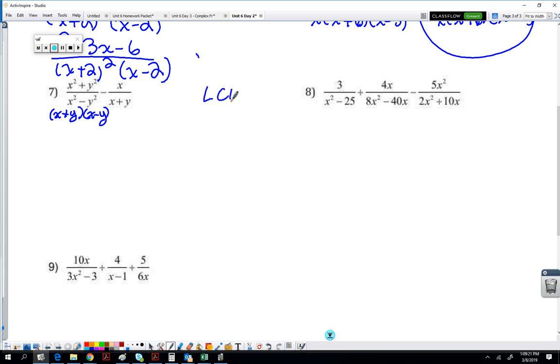So now what I'm going to do is find my LCD. So you're going to check off what they have in common and write it down one time. And then you're going to bring along whatever is left over. So that is your whole LCD.